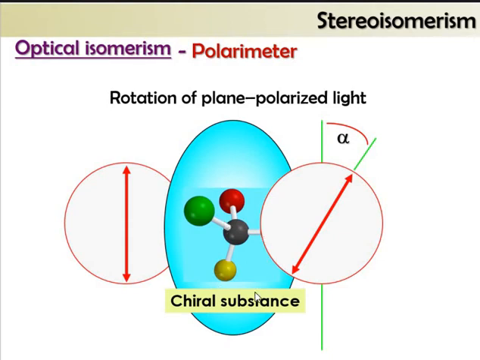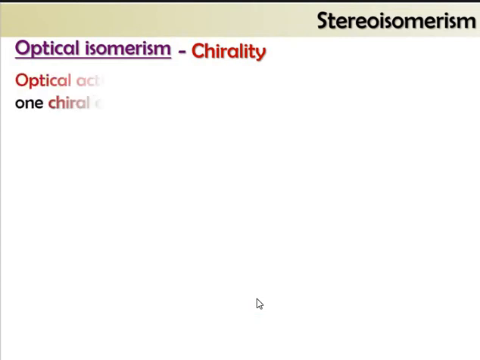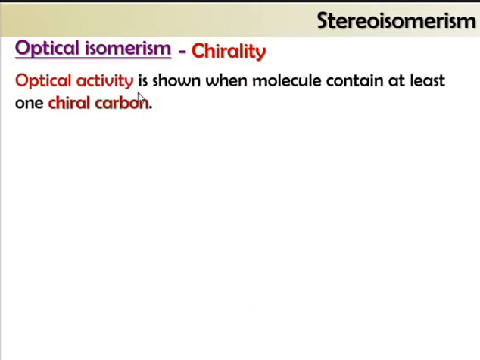Okay, ini kita panggil dia chiral substance. Okay, optical activity is shown. Maksudnya kalau dia can rotate the plane polarized light. Okay, maksudnya dia ada optical activity lah. Okay, bila dia ada optical activity? When the molecule contain at least one chiral carbon.